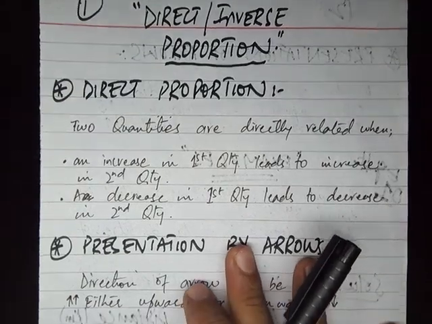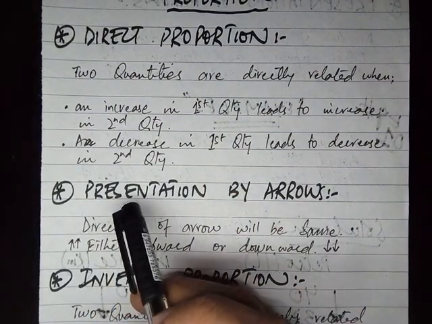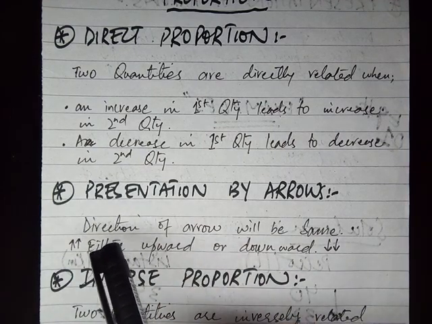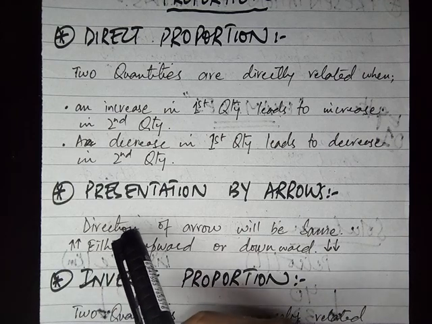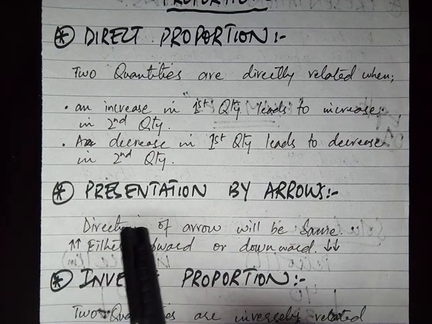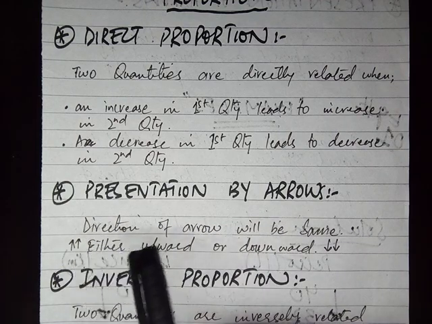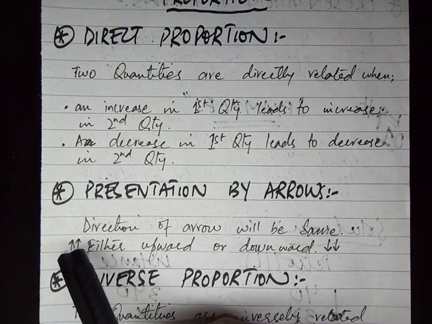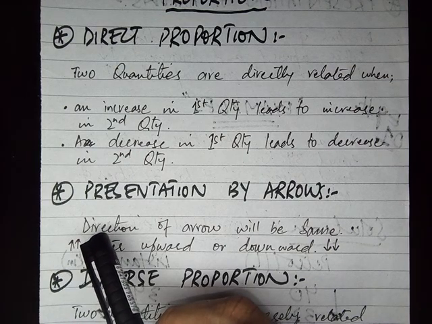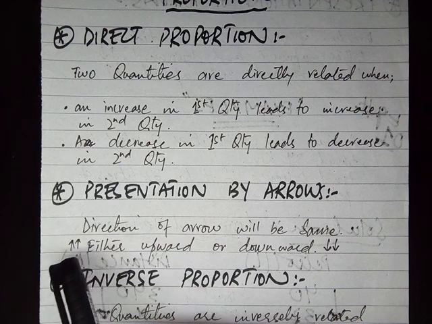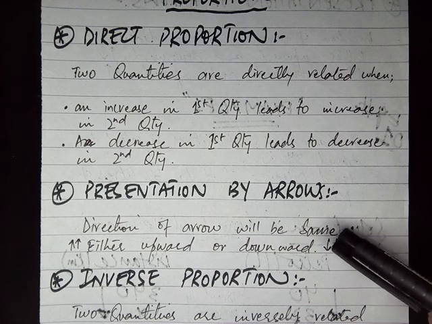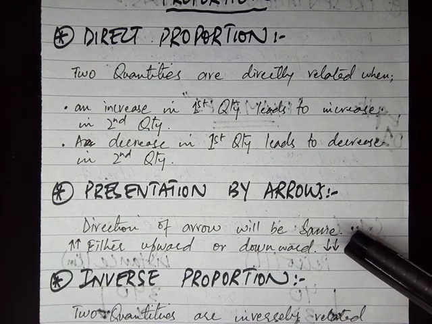this is called direct proportion. And to represent direct proportion, we have a presentation by arrows, and it will definitely help you solve any kind of question related to direct or inverse. So the direction of the arrows will be the same, either upward or downward. For example, if a quantity is increasing, it will lead to an increase in the second quantity, so both arrows will be upward. And when there is a decrease in the first quantity, it leads to a decrease in the second quantity, you will place downward arrows for both quantities.